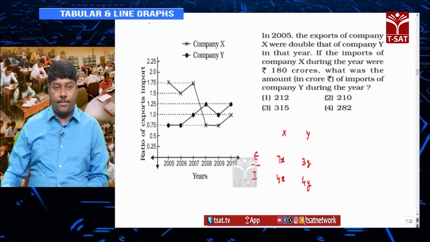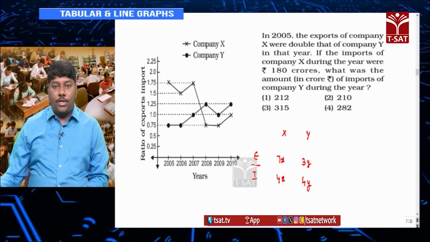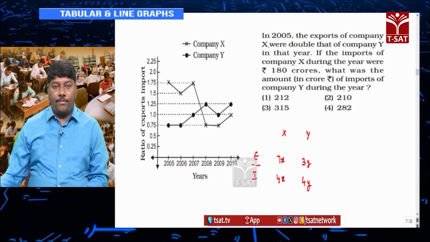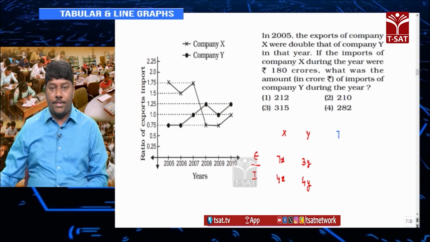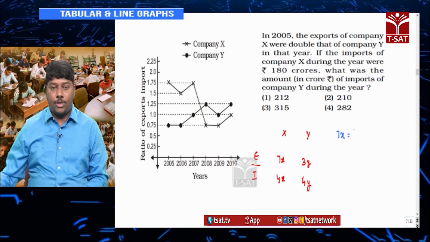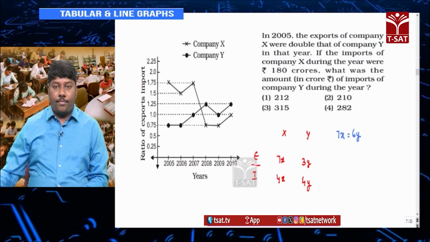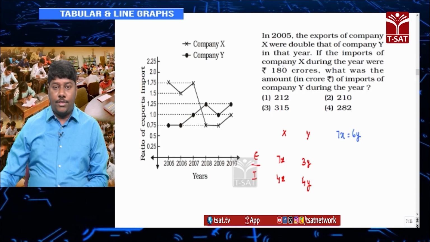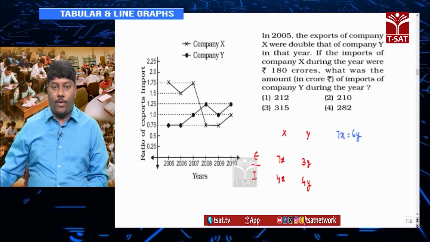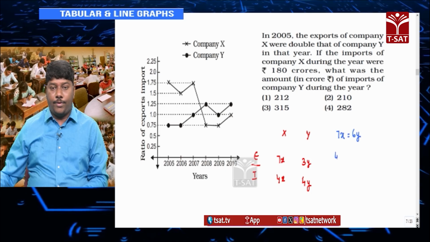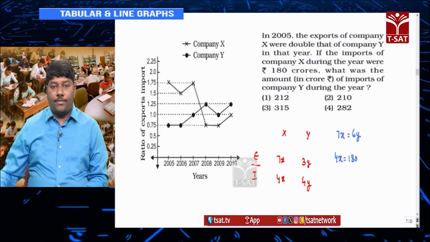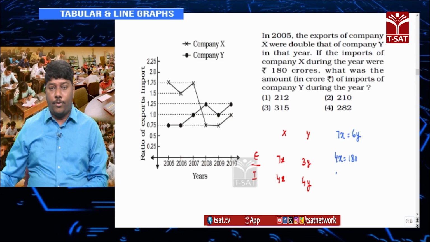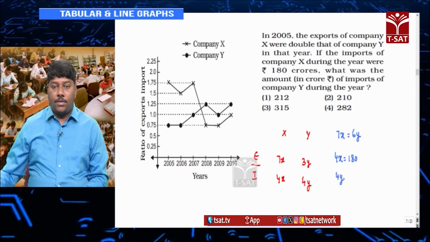And what he says is, in 2005 the exports of company X were double that of Y. So 7x is equal to double of 3y, which is 6y. And he gives you imports of company X during that year as 180 crores. So 4x is equal to 180, and he is asking you what is the imports of company Y during that year. So 4y he is asking you, right.